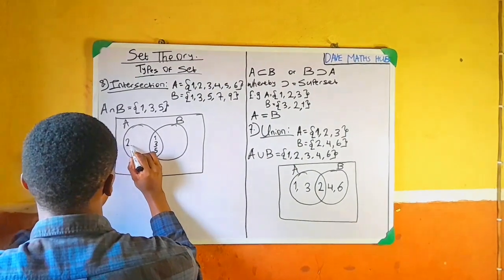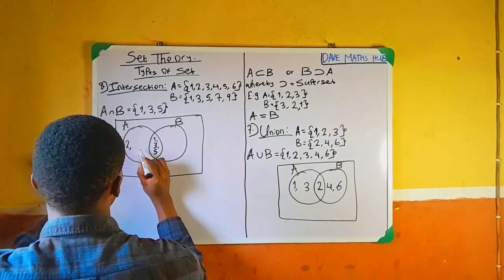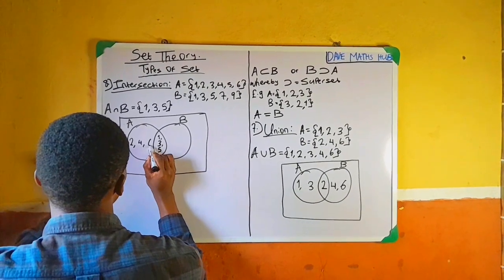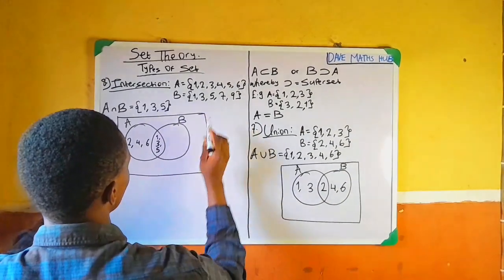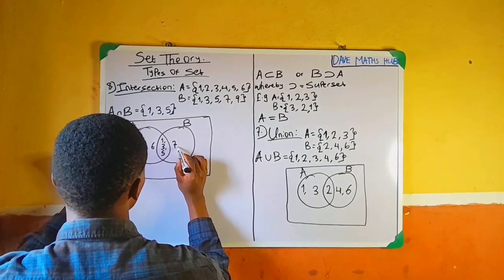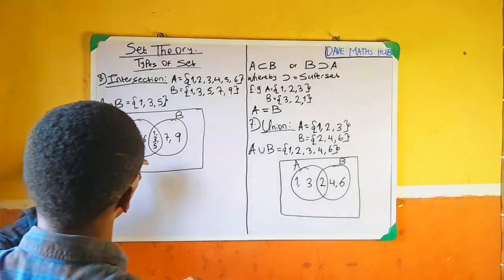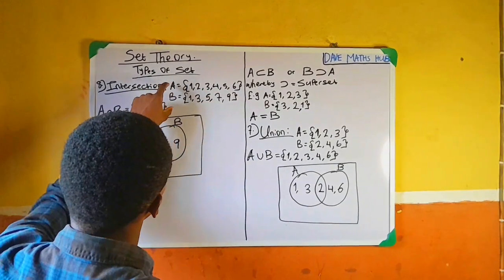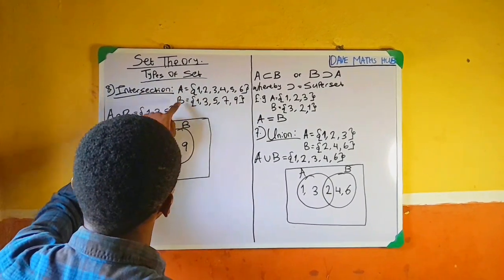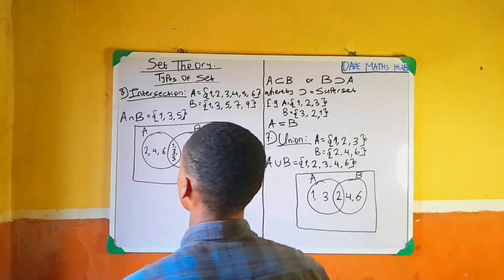2, 4, 6. Then we have 1, 3, 5. Then the rest will come as 7 and 9. The intersection is basically talking about the common elements in each set.